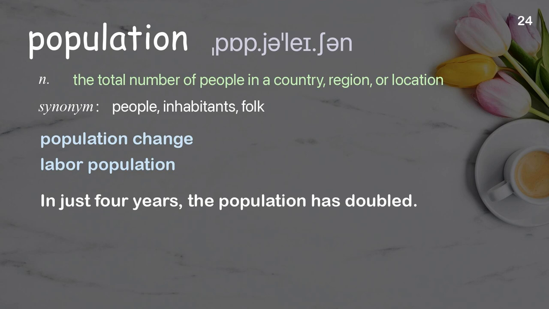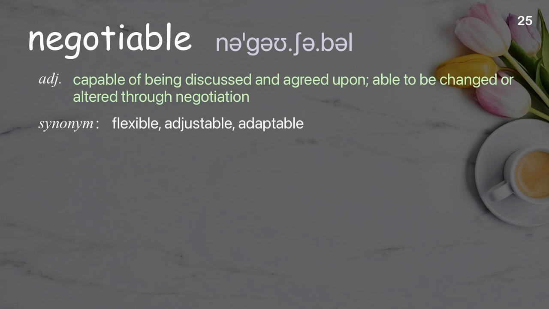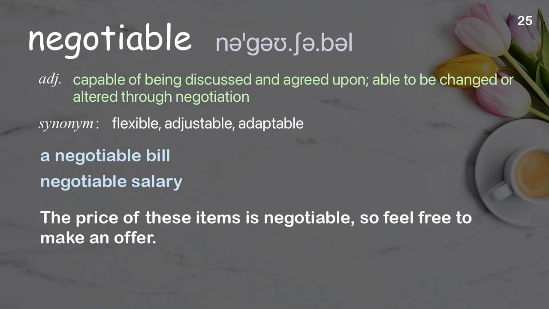Negotiable. Capable of being discussed and agreed upon, able to be changed or altered through negotiation. Examples: a negotiable bill, negotiable salary. The price of these items is negotiable, so feel free to make an offer.